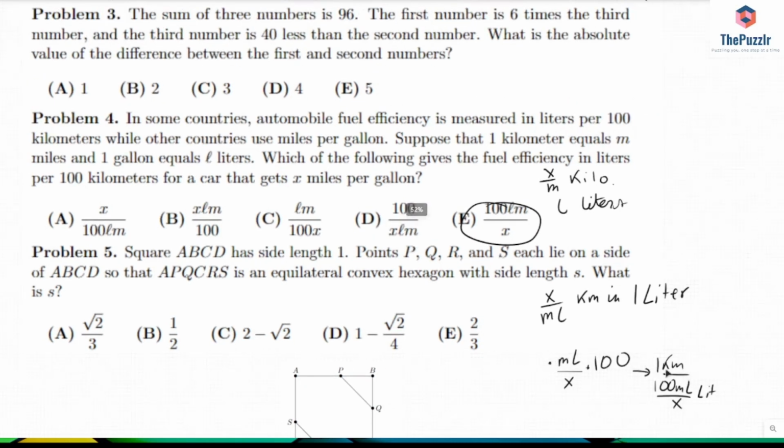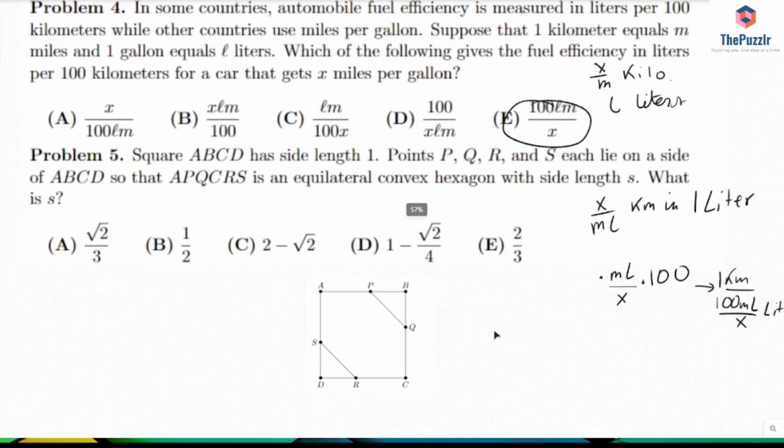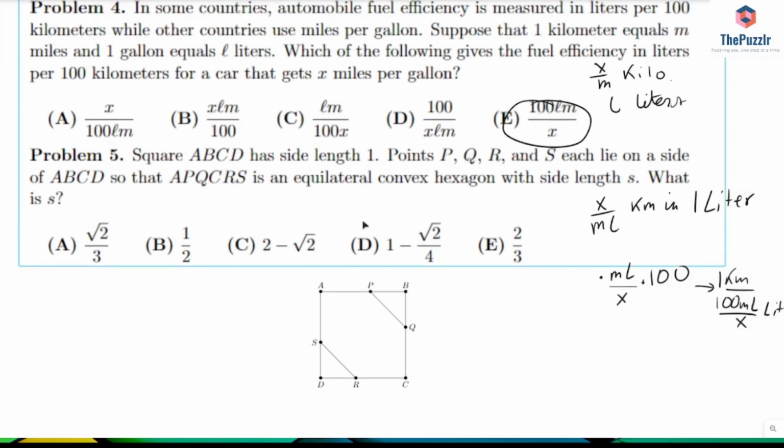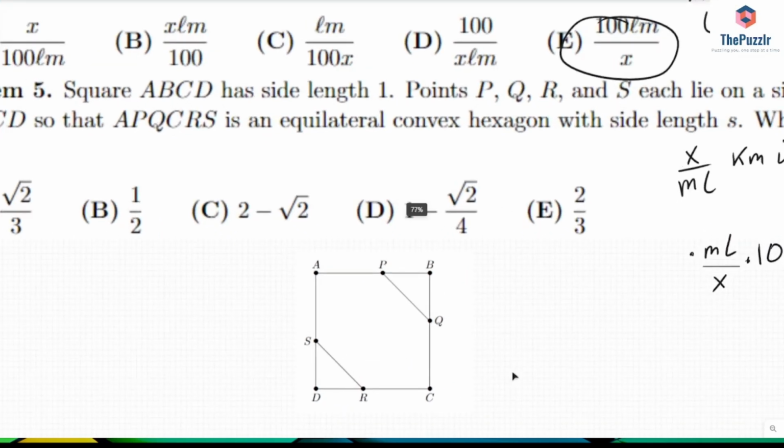All right, problem number 5. So square ABCD has side lengths 1. PQRS each lie on a side of ABCD so that APQCRS is an equilateral convex hexagon with side length S. What is S? Okay, so I already have a picture drawn here. You can see that the hexagon consists of 4 sides that are directly from the square, and then 2 of them are some tiny diagonals. Okay, so we know that this is S, and then AB is 1, so this is 1 minus S. So this is also 1 minus S because this is S. And then we can fill all these in.